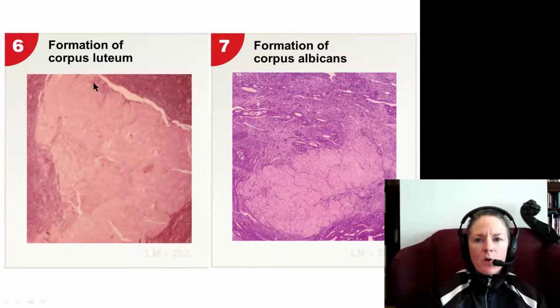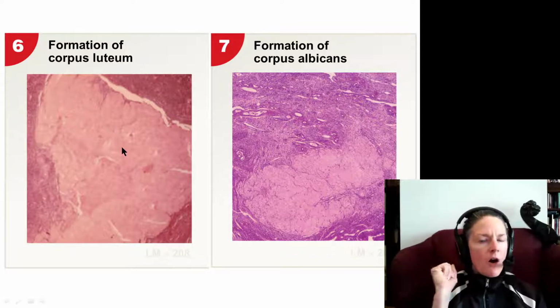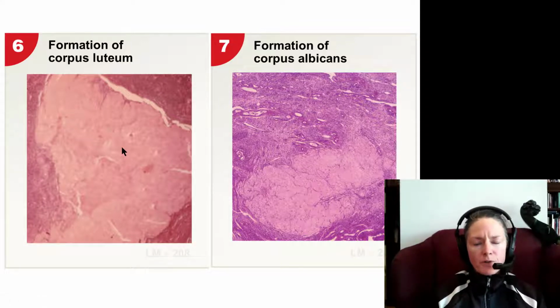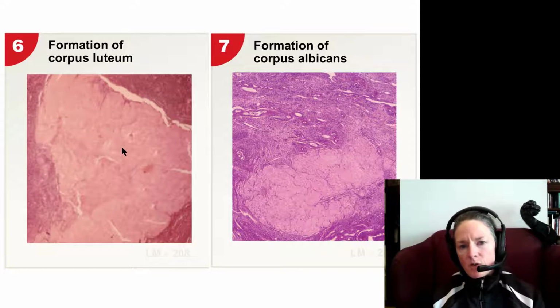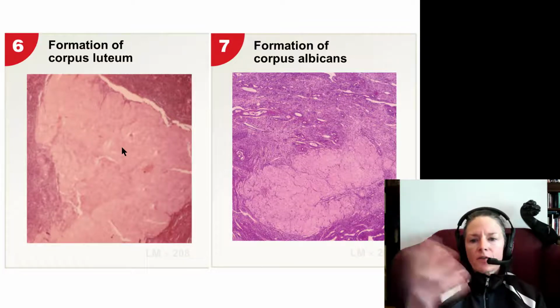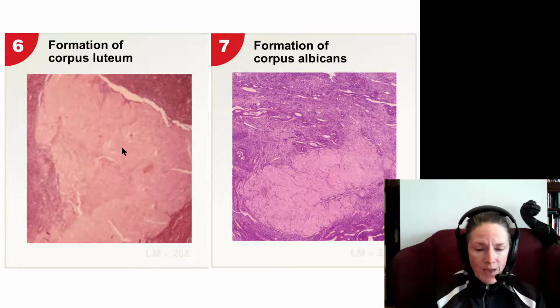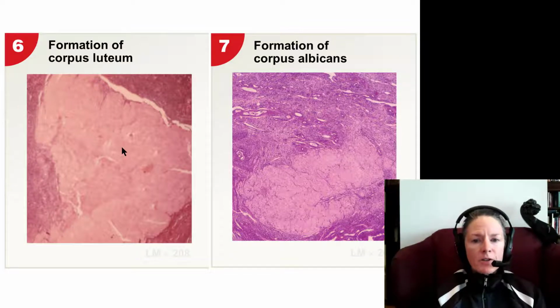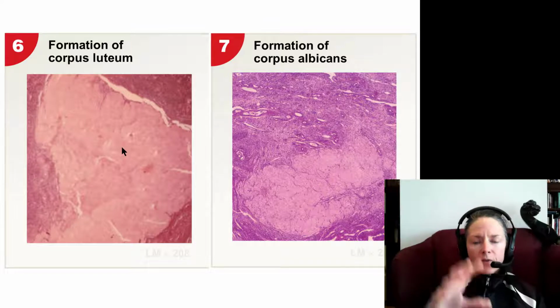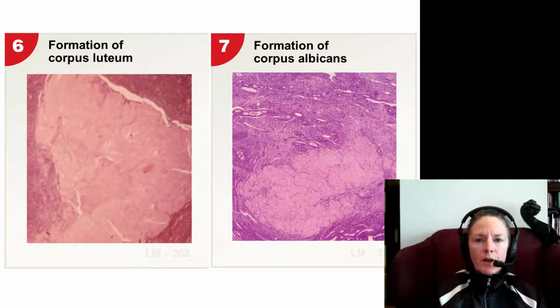All right, so we have the corpus luteum, which will now be hard at work making progesterone. And progesterone is going to be a signal to the uterus to prepare the uterine lining to accept an oocyte. And should that oocyte get fertilized, it will have certain needs that will need to be met. And so that's when the uterine lining starts preparing to receive the oocyte.